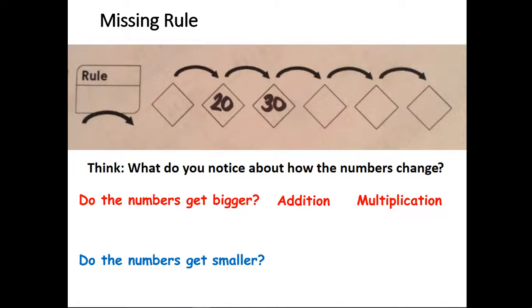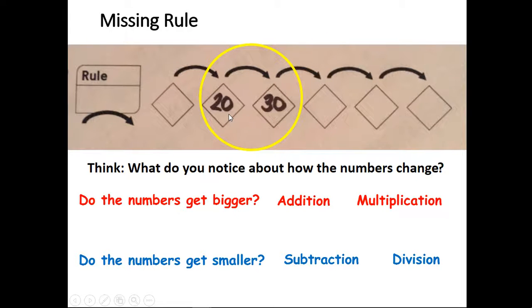If the numbers were getting smaller, that would mean I would have to think about subtraction or division as part of the rule. So, since I have the numbers 20 and it goes to 30 when the rule is applied, I have to think to myself, okay, if I multiply 20 times another number, do I get 30? No, that doesn't really make sense.